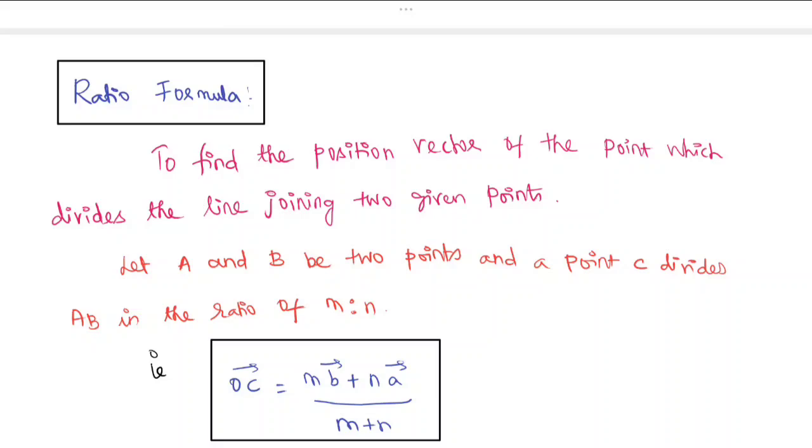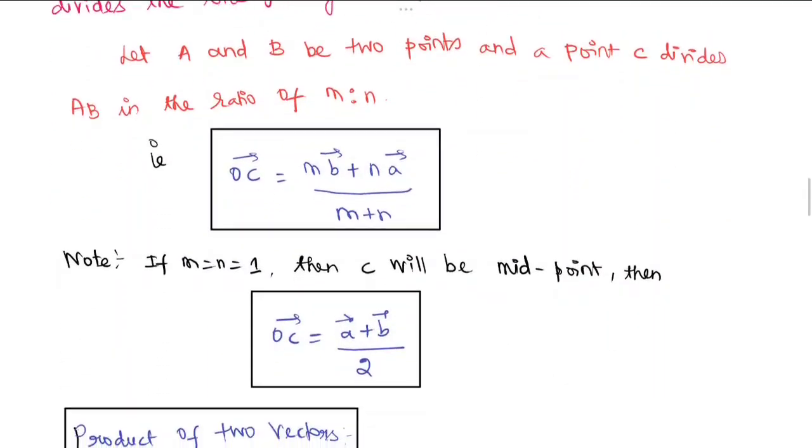Let A and B be the two points and C the dividing point. Some point C or D will be given. What is the ratio M:N? Then OC is equal to M B vector plus N A vector divided by M plus N. In this formula, if M is equal to N is equal to 1, the equation becomes OC vector is equal to A vector plus B vector divided by 2.